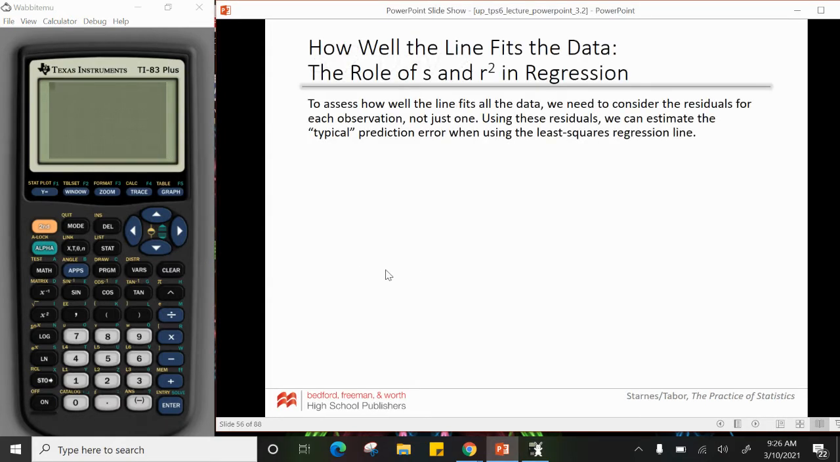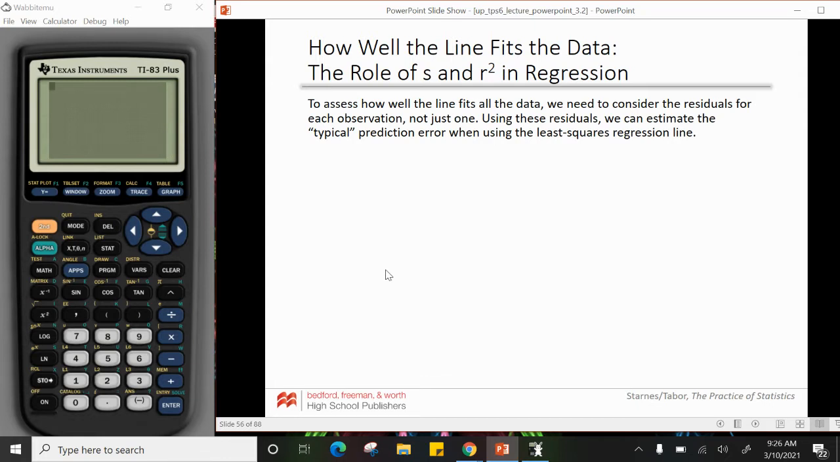So we're starting with the first subsection, how well the line fits the data, the role of S and R squared in regression. We talked about in 3.1 R being the correlation coefficient, and if something's a linear model, then we use R to determine how well that linear model is. But it's important to remember that you must have a linear model first. So here we're going to look at S and R squared.